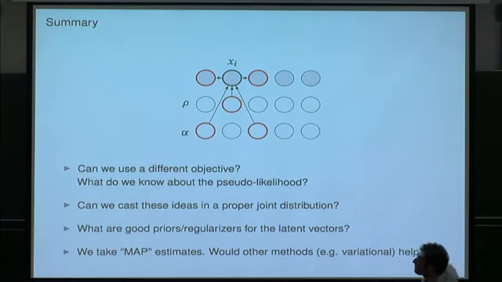I'm not sure. What are good priors and regularizers for the latent vectors? We were just using L2 regularization, or a Gaussian prior, except there's no model. I would be interested in looking at things like sparse regularizers. And we're taking MAP estimates here, so we're just optimizing those vectors. But we could use other methods like variational inference or even MCMC. Would that help matters? I'm interested to hear what you think. Thanks very much.